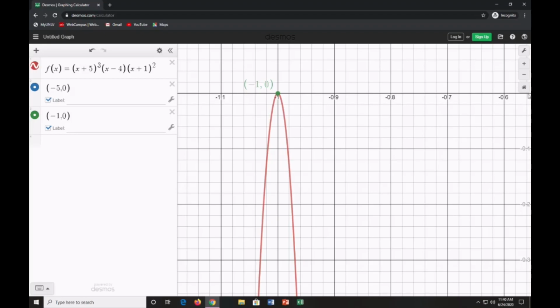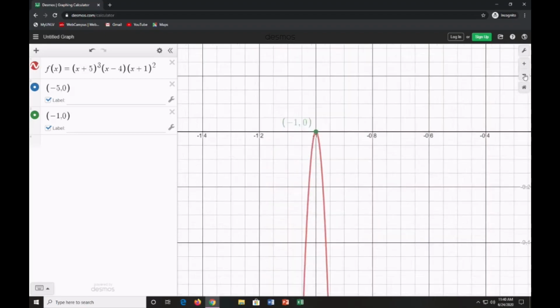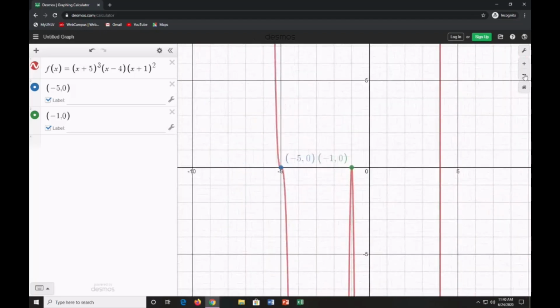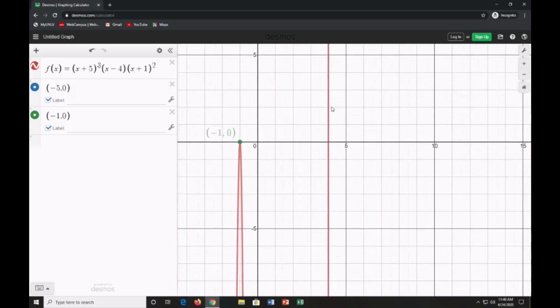The other one was x equals 4. Let me zoom out so we can see that. Right there. And so that was 4, 0. And I'm going to snap to it. So the multiplicity of that one was odd, was 1, which is odd. So we would expect the graph to cross the x-axis. And look at that. It's clearly crossing the x-axis, right?